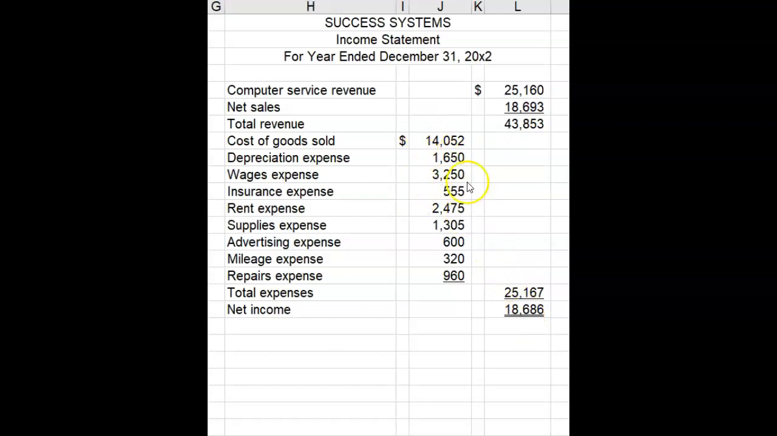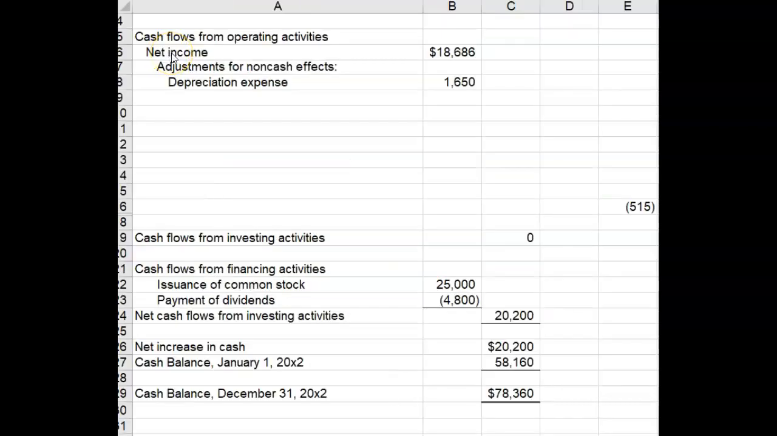Let's see how that looks on our statement of cash flows using the indirect approach. Net income from the income statement, $18,686. Then the line that says adjustments for non-cash effects. Depreciation expense, $1,650 will increase net income. Next, we need to adjust the accrual basis net income for changes in current assets and current liabilities. Go ahead and insert this header as your next line in your statement of cash flows.